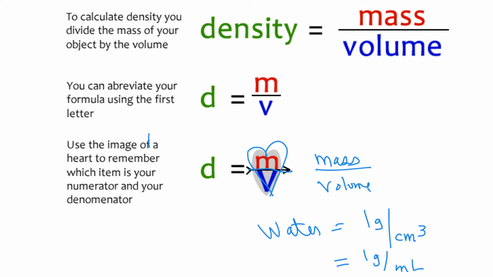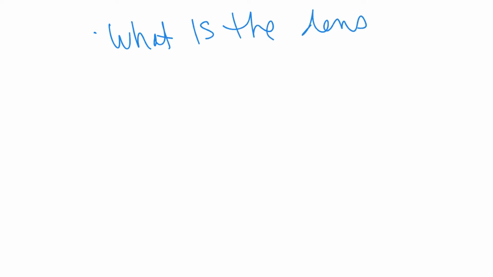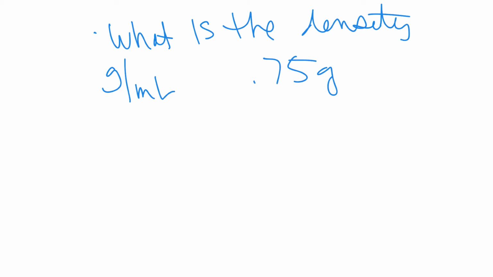All right, so here's our first density problem, okay? What is the density of a material if it weighs, so let's say we want it in grams per mil, and let's say it weighs 0.75 grams, and we have 1.59 cubic centimeters of it. Okay, so what is the density?